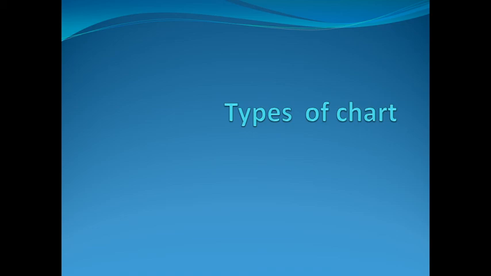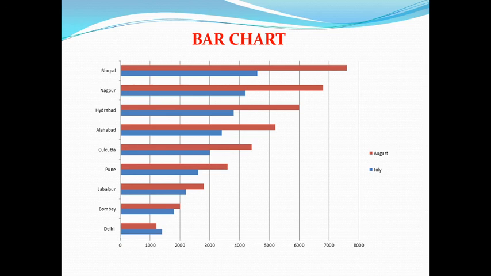So Excel provides us different types of charts. What are the different types of charts provided by Excel? Let's see. First is the bar chart. Now what is a bar chart? It displays the data in the form of long rectangular rods called bars. These are called bars.